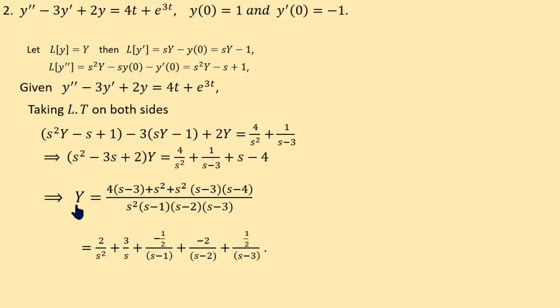Then find the inverse. The final answer is: 2 into 1 by s square, inverse is t. 3 into 1 by s, Laplace inverse is 1, so 3 into 1 is 3. Minus half into 1 by s minus 1, e power t. Minus 2 into 1 by s minus 2, that is e power 2t. Plus half into 1 by s minus 3, inverse Laplace transform is e power 3t. So this is the solution for this differential equation with these initial conditions.